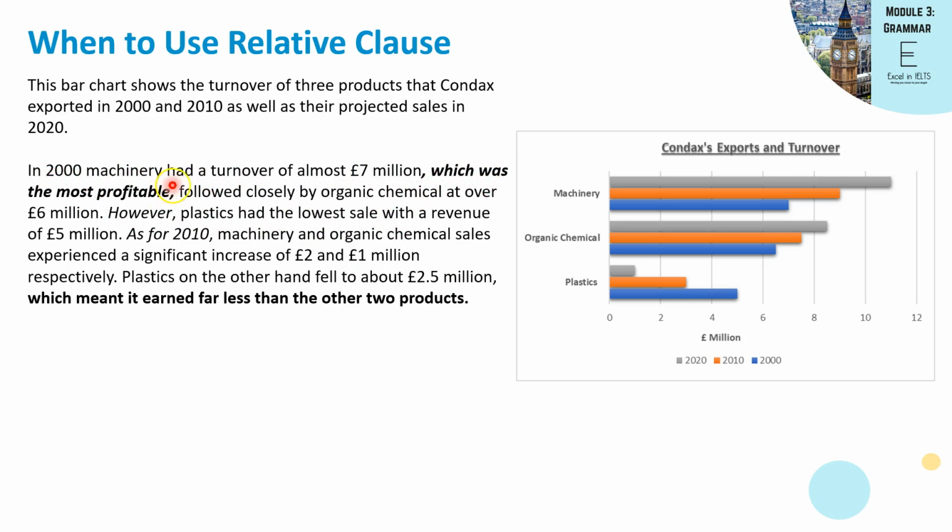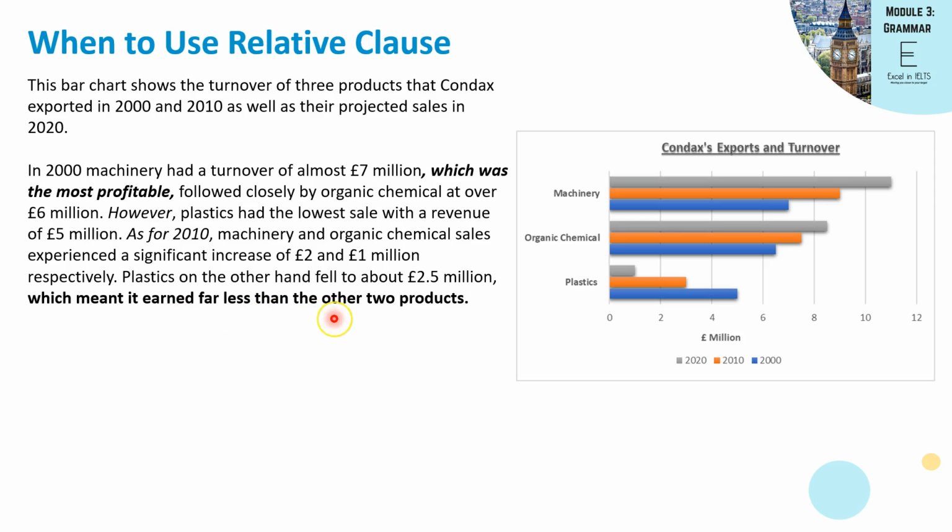So in 2000, machinery had a turnover of almost £7 million, which was the most profitable. So machinery was the most profitable in 2000. As you can see, it's got much higher profits than these two, and that's the comment that I've decided to make using the superlative. It was the most profitable. The other comment is here at the end.